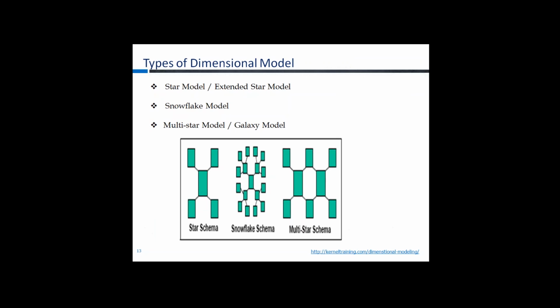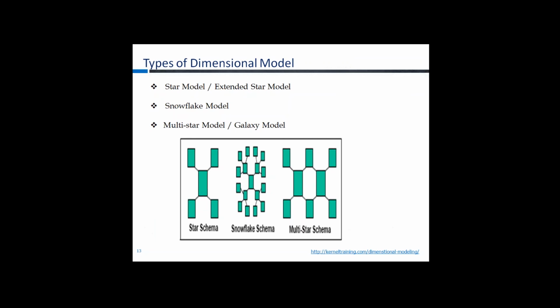There is nothing very specific in the case of the multi-star or galaxy model. When you design 2 or more cubes based on a star schema, you say multi-star model. If you design 2 or more cubes based on a snowflake schema, then you say multi-snowflake model. But why do we need to discuss the multi-star or galaxy model separately? Because whenever you design 2 cubes, there will be some common dimensions between them. Those common dimensions we refer to as conforming dimensions, and they are like a bridge between 2 fact tables.